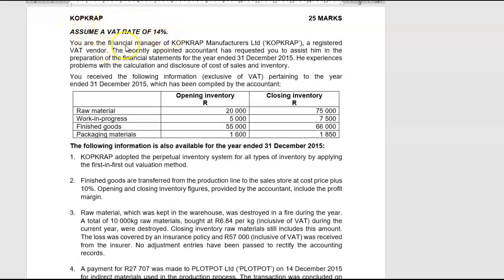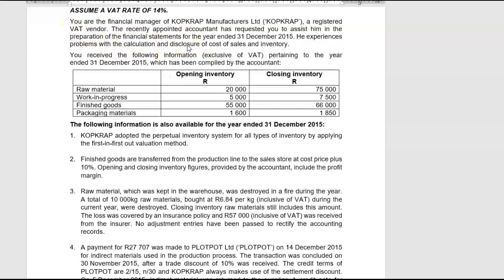Assume a VAT rate of 14%. You are the financial manager of Kopkrap, a registered VAT vendor. The recently appointed accountant has requested you to assist him in the preparation of financial statements for the year ended 31 December 2015. He experiences problems with the calculation and disclosure of cost of sales and inventory. He receives the following information, important, exclusive of VAT, pertaining to the year ended 31 December 2015, which has been compiled by the accountant. Opening inventory and closing inventory.